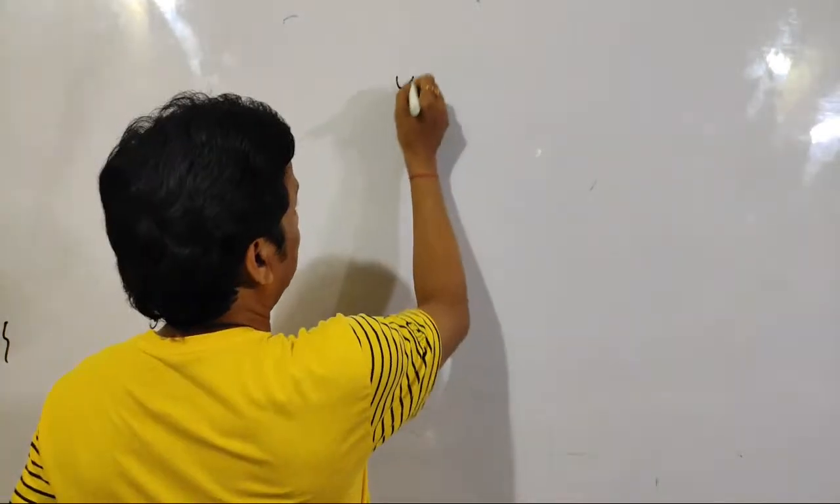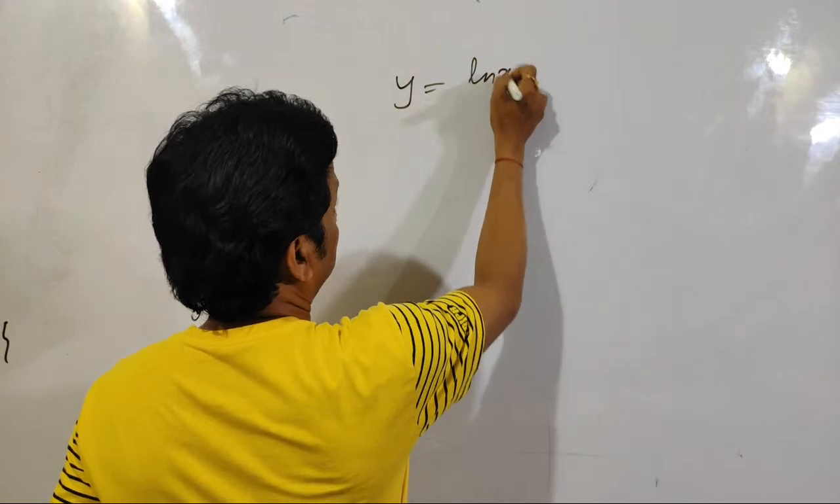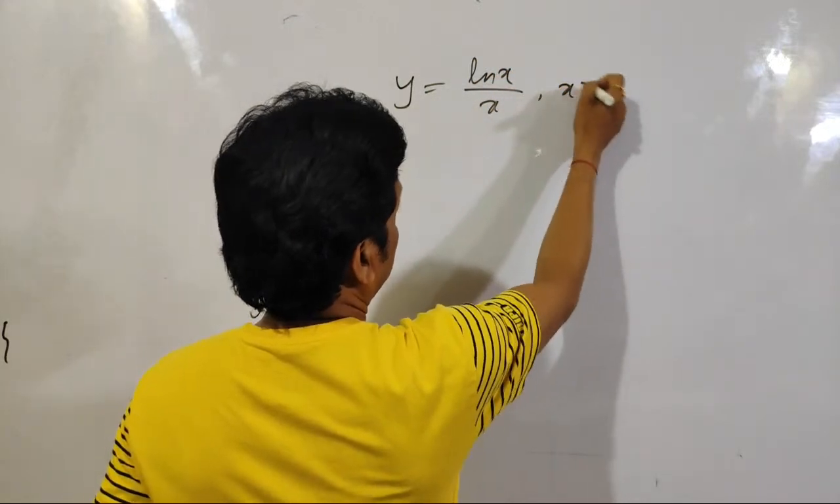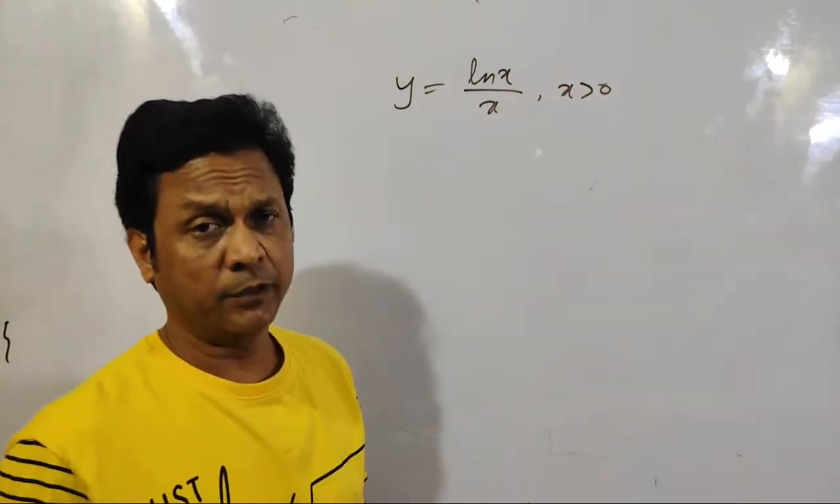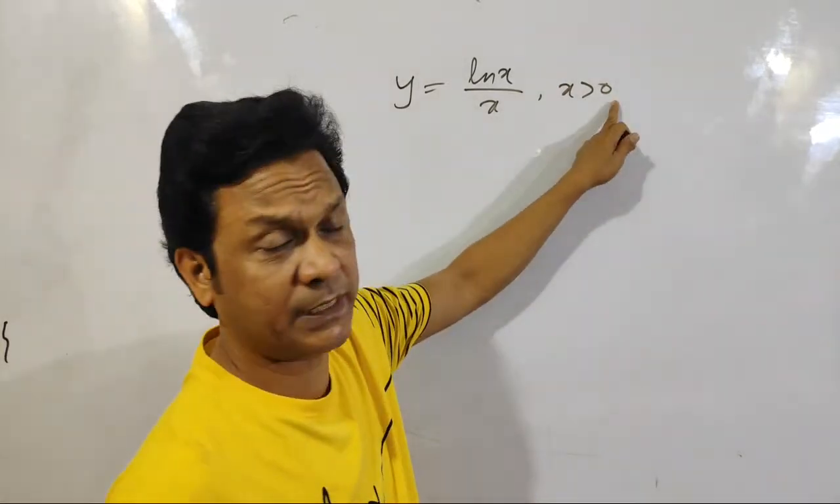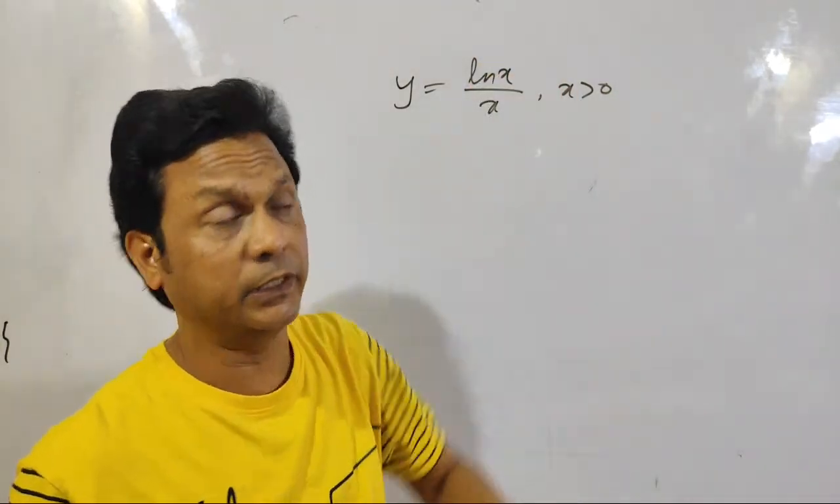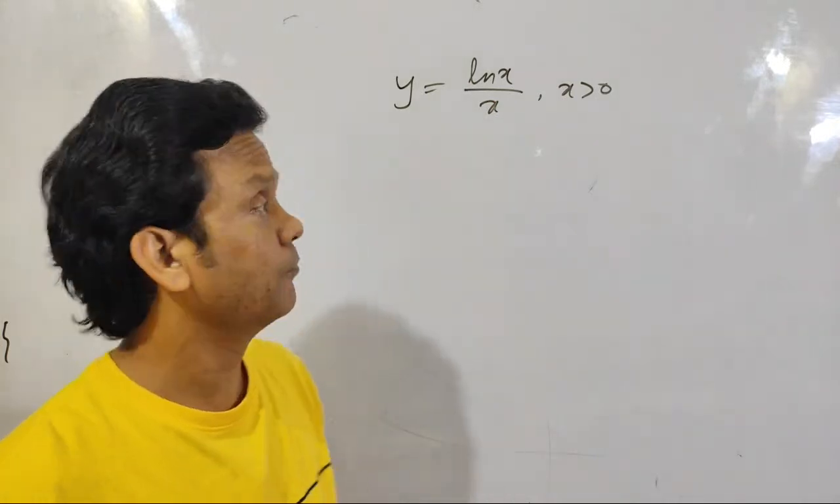Then y equal to ln x by x. See here. This question is very important. y is equal to ln x by x. And x is greater than 0. It is given there. Because for x equal to 0 or x less than 0, log x will be undefined. That is why it is given that x is greater than 0.